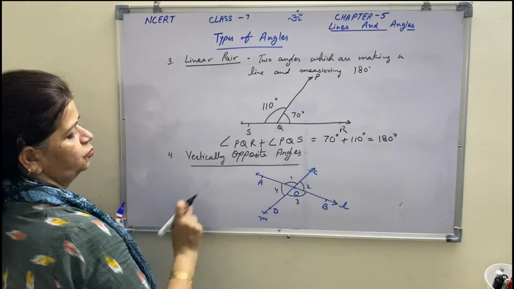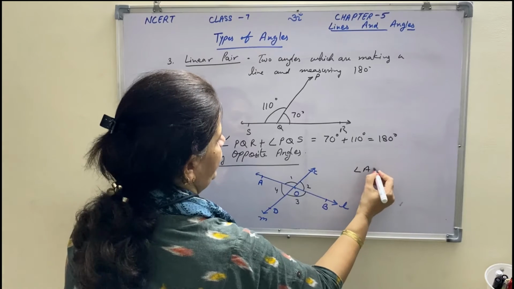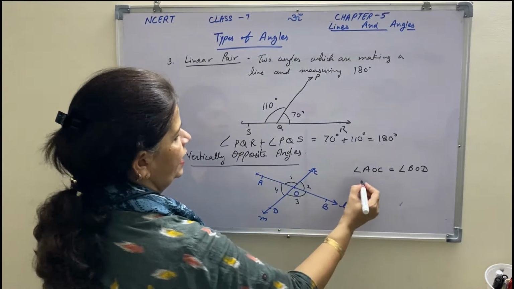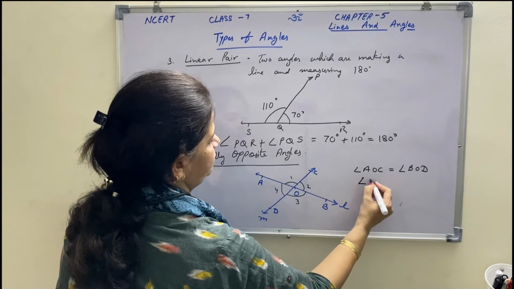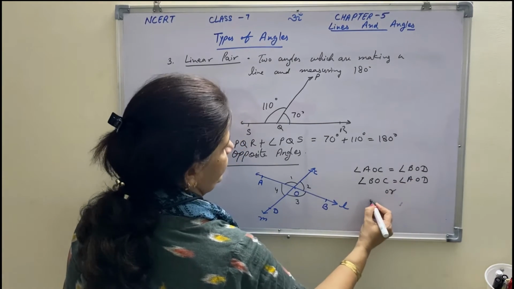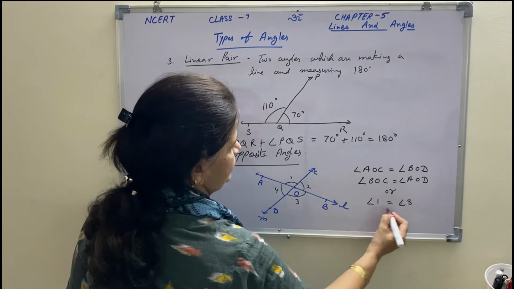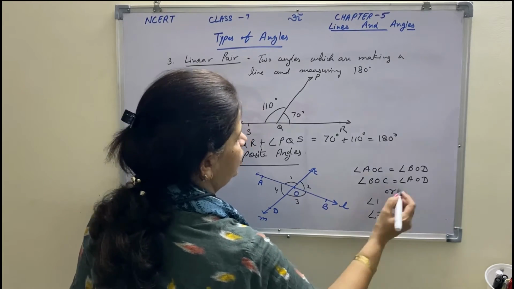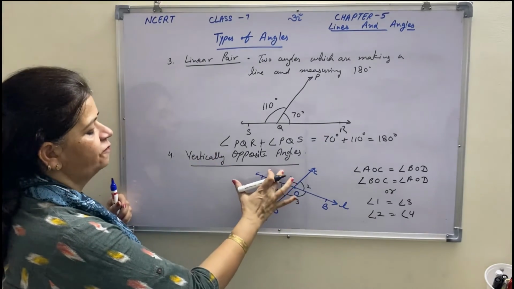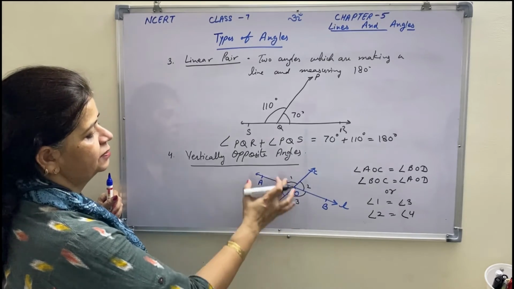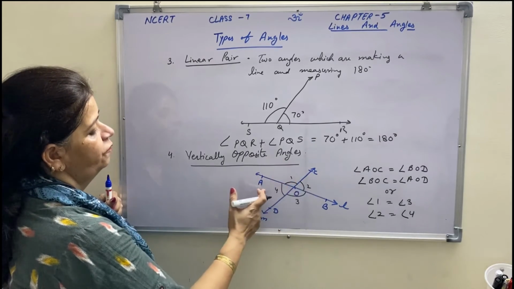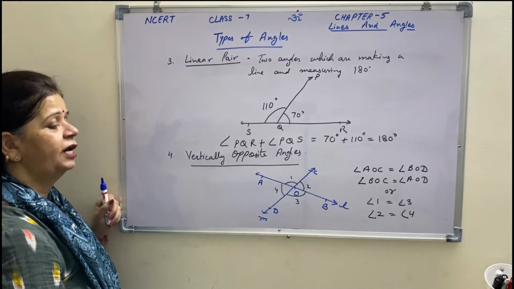If I write them 1, 2, 3, 4, then angle AOC is equal to angle BOD, and similarly angle BOC is equal to angle AOD, or you can say angle 1 is equal to angle 3, angle 2 is equal to angle 4. We have a proof for this also, but here I am just telling you that 1 and 3 are opposite angles, vertically opposite angles, and they are equal in measure. Similarly, 2 and 4 are vertically opposite angles and they are equal in measure.